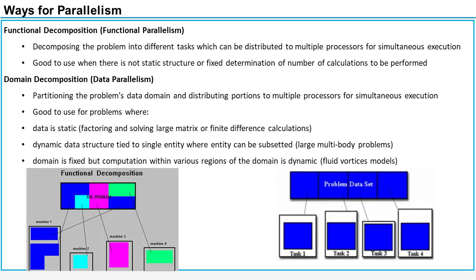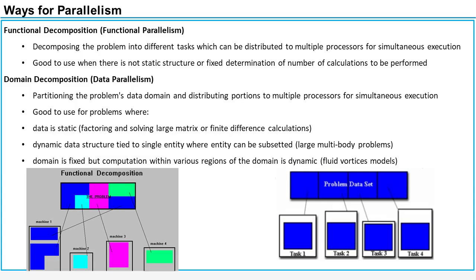Ways of parallelism. Functional decomposition, which is also known as functional parallelism, means decomposing the problem into different tasks which can be distributed to multiple processors for simultaneous execution. It is good to use when there is no static structure or fixed determination of the number of calculations to be performed.